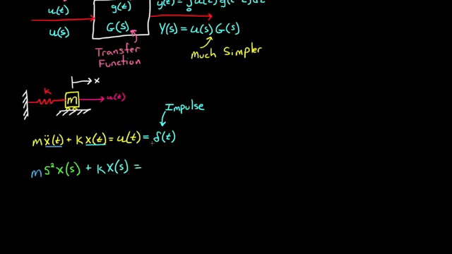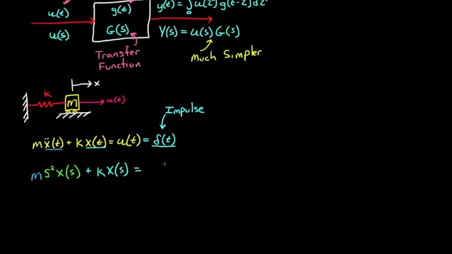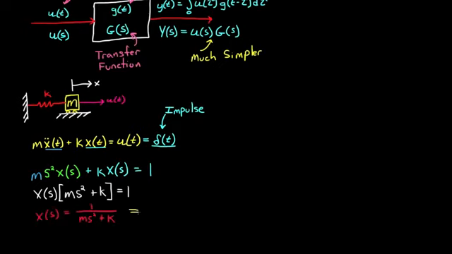Now we can take the Laplace transform of the right-hand side, which is just the impulse function, which has a Laplace transform of 1. From here, it's just a few algebraic steps to solve for x of s, which is the impulse response of the system in the s domain, which turns out is 1 over ms squared plus k. But what if we want this in the time domain?